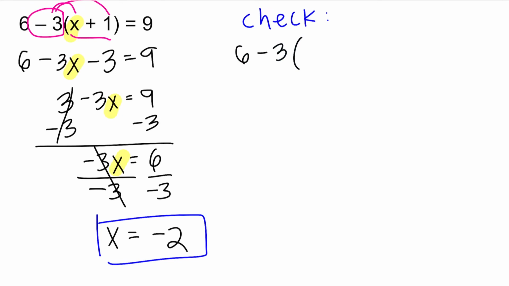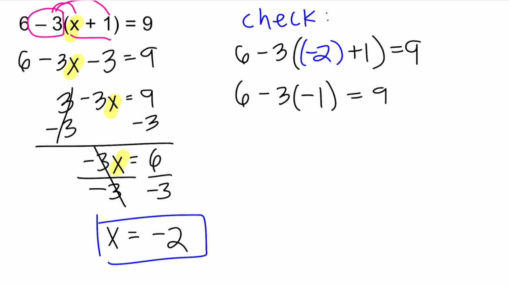Now to check my answer, I'm going to plug in negative 2 wherever I had an x in the original problem. Therefore, I know my answer, x equals negative 2, is correct because when I plugged it into the problem, it made the equation true.